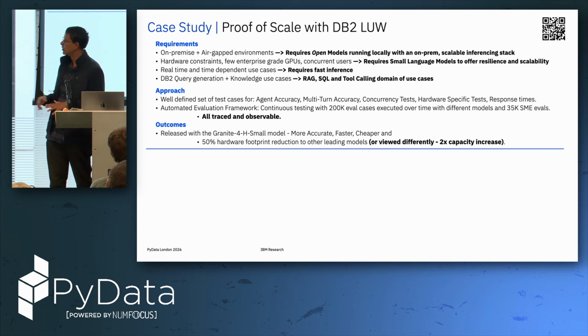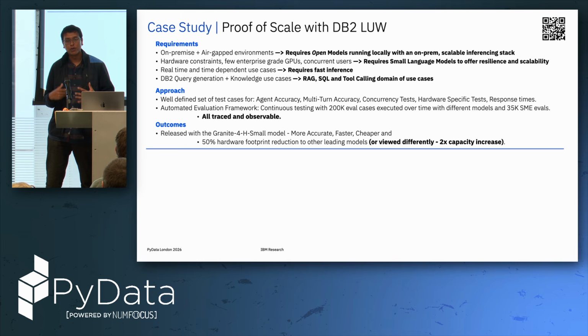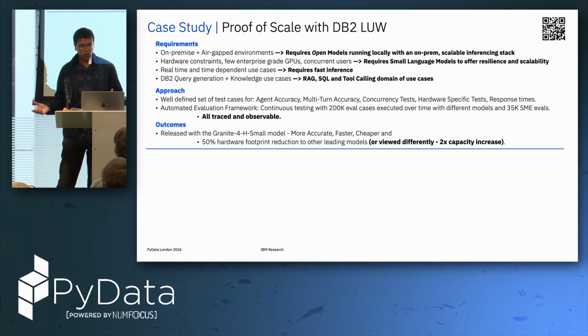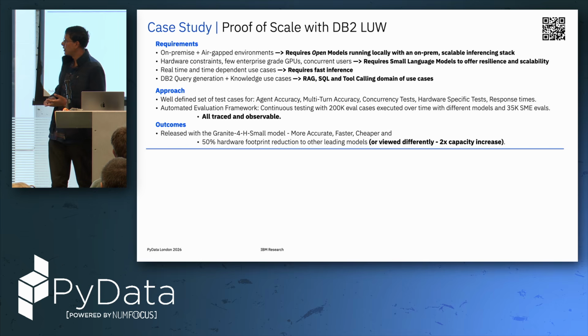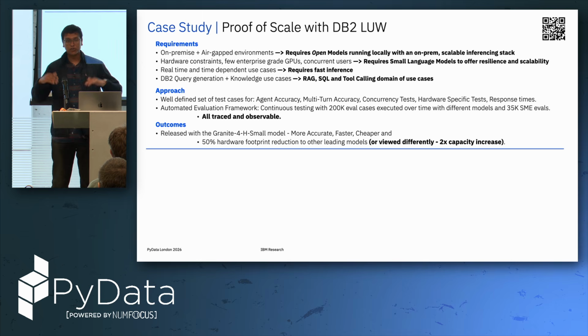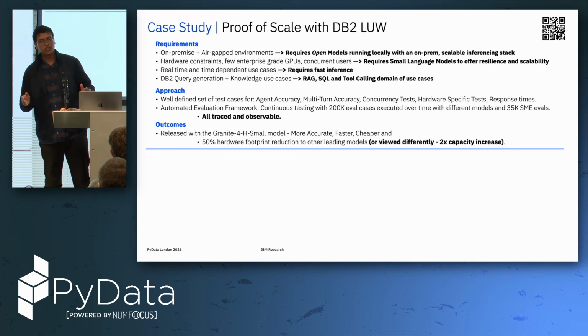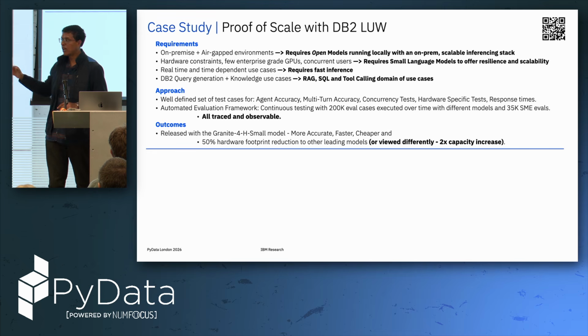And the outcome of that was they were able to use the IBM Granite 4 hybrid small model, which is a mixture of attention model, mixture of experts model, which was smaller, faster, cheaper, and led to a 50% footprint reduction to the other leading model that they were initially looking to ship with. And if you're talking about 50% hardware reduction, footprint reduction, you can view that differently as, now all of a sudden you might be able to service 2 users on the same footprint rather than just 1.